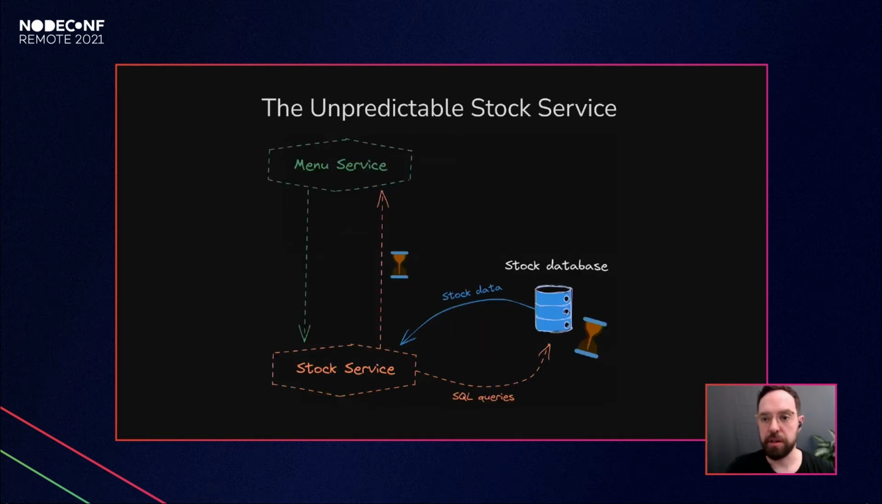Now, the problem we've got at Ice Cream Corp is that the stock service, despite being a business-critical API, is a bit unloved and a bit unmaintained. Some of the SQL queries that it runs execute very slowly on the database server. This means that the response times from the stock service become very unpredictable. As a result, the menu service is also unpredictable because it's waiting for these responses to come back. So Ice Cream Corp want us to help the team which runs the menu service see if they can improve things.